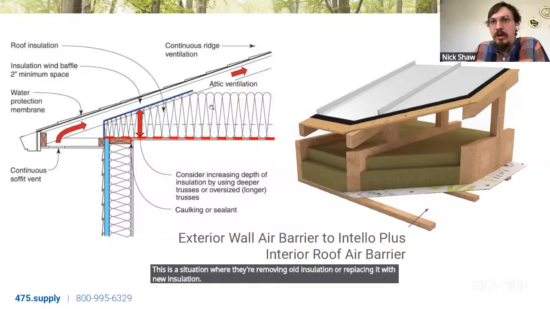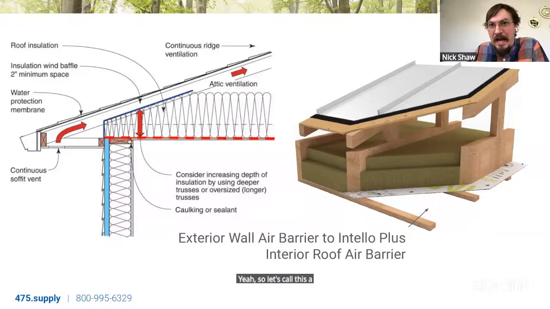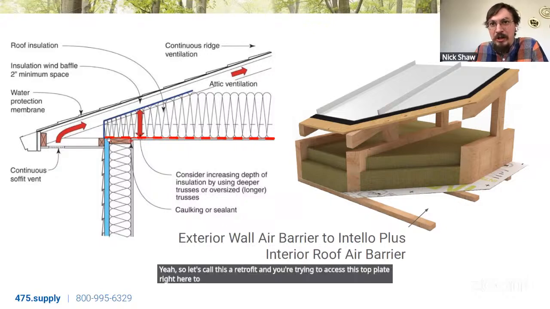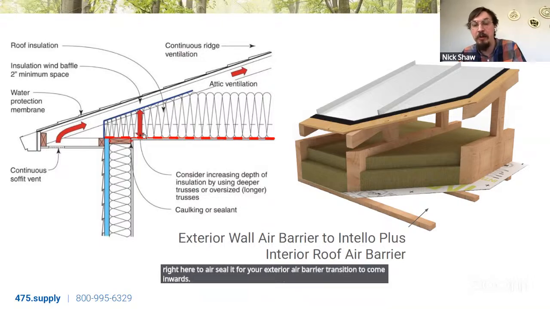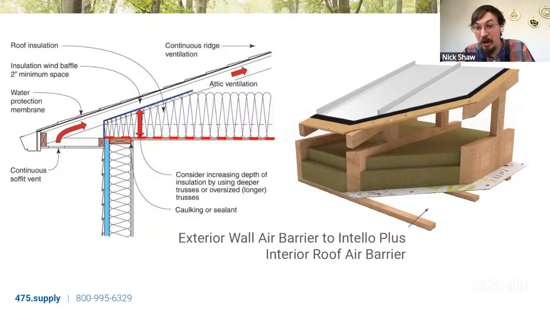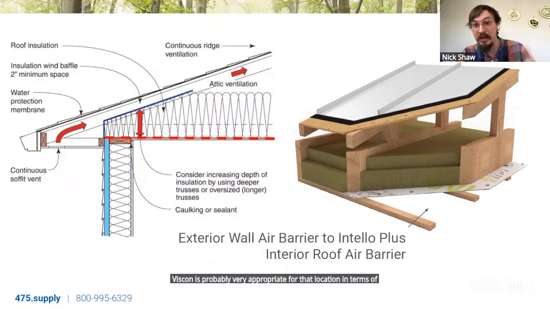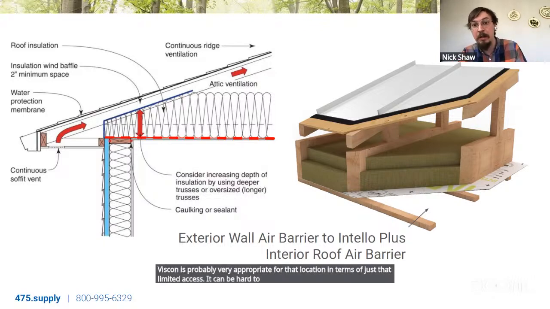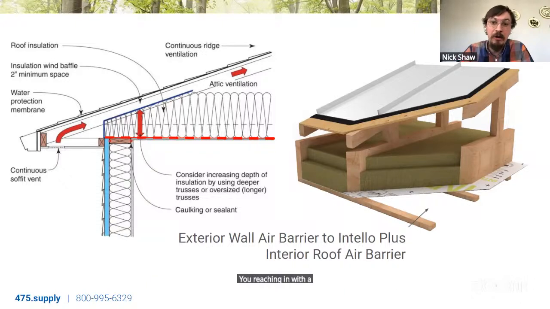Yeah, so let's call this a retrofit, and you're trying to access this top plate right here to air seal it for your exterior air barrier transition to come inwards. Yes, you can treat that with Viscon. Viscon's probably very appropriate for that location in terms of just that limited access. It can be hard to get in with a piece of tape, while reaching in with a brush or using the aerobic sprayer does work well.